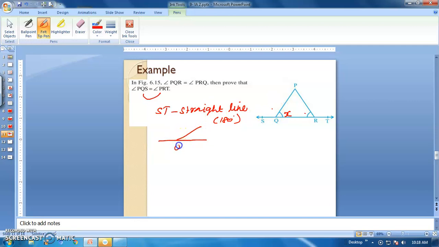So this one Q and this one S. Let us take this one as T. Okay. So it is a linear pair of angles or not? Because it is a straight line. This straight line is divided by the ray or by the segment QP. Okay. So these two angles are a linear pair. So this one X means this one is definitely 180 minus X.